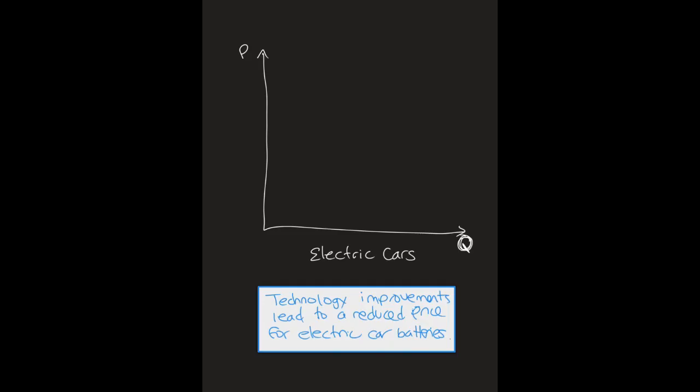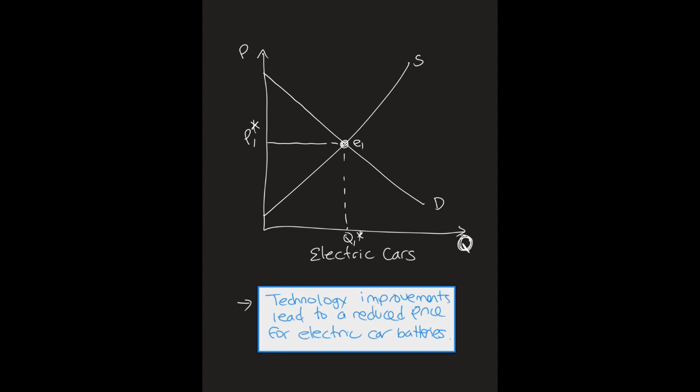Once again, we start off by drawing our downward sloping demand curve and upward sloping supply curve. Now, to analyze what is happening in this market, again, we start off with identifying our initial equilibrium, Q1 star and P1 star. We'll call this, once again, equilibrium 1. So what happened in this scenario? It says technological improvements lead to reduced price for electric car batteries.